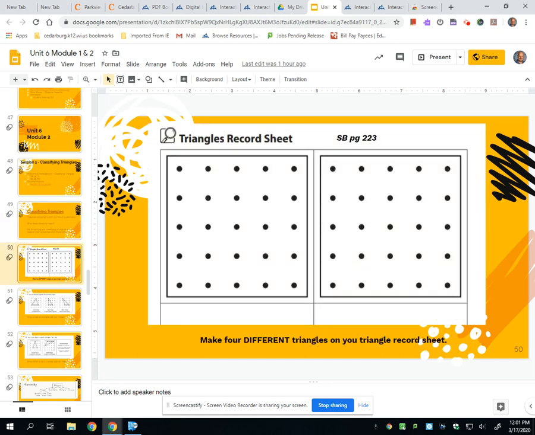So if you open up to page 223, go ahead and draw 4 different triangles. And go ahead and pause the video and then start it up when you're done.